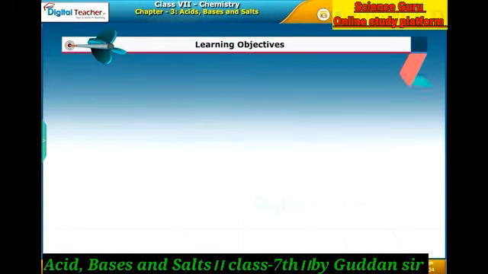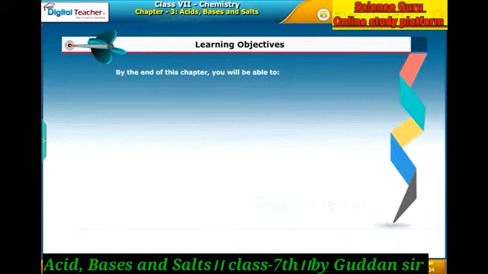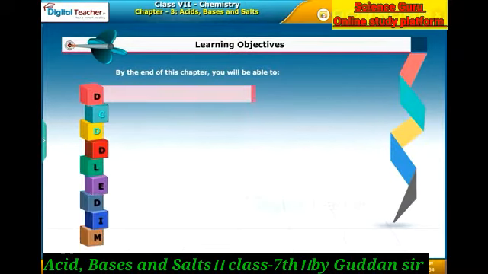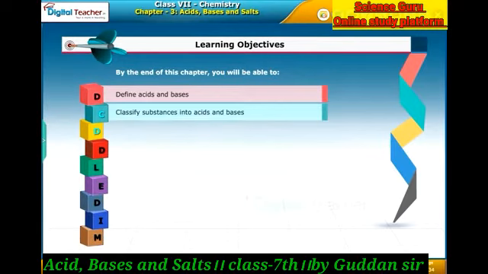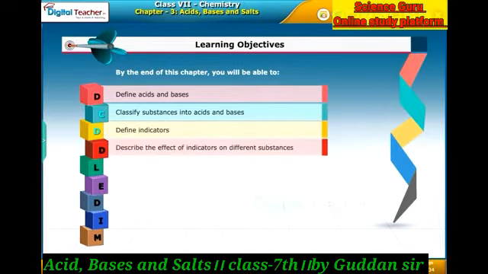Learning objectives. By the end of this chapter, you will be able to define acids and bases. Classify substances into acids and bases. Define indicators. Describe the effect of indicators on different substances. List out the properties of acids and bases.